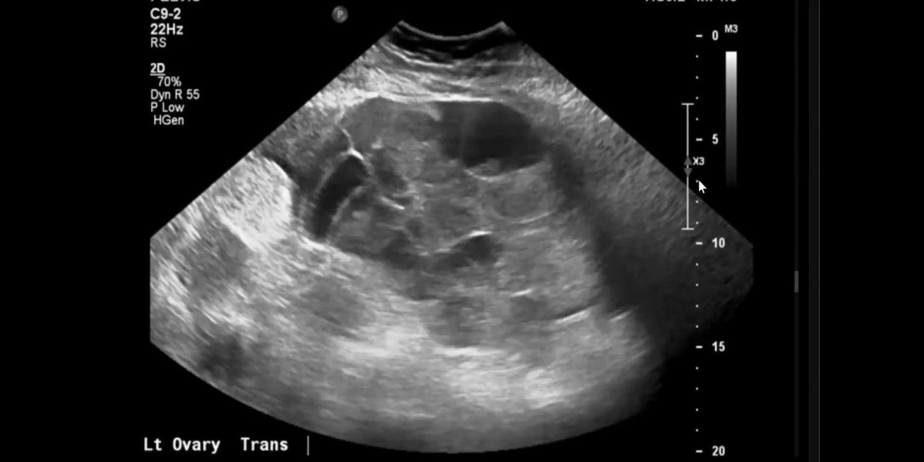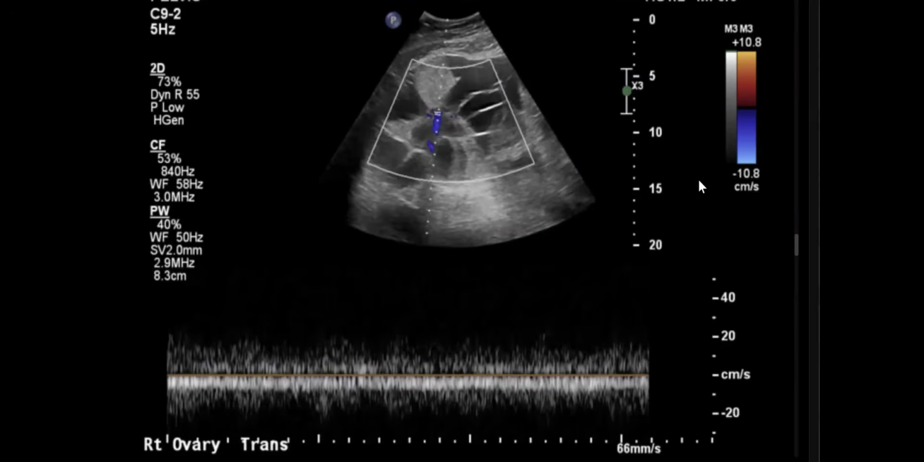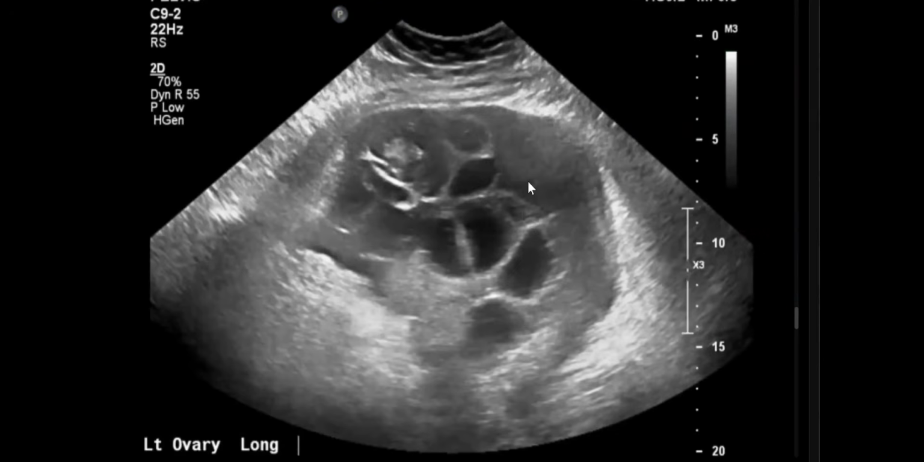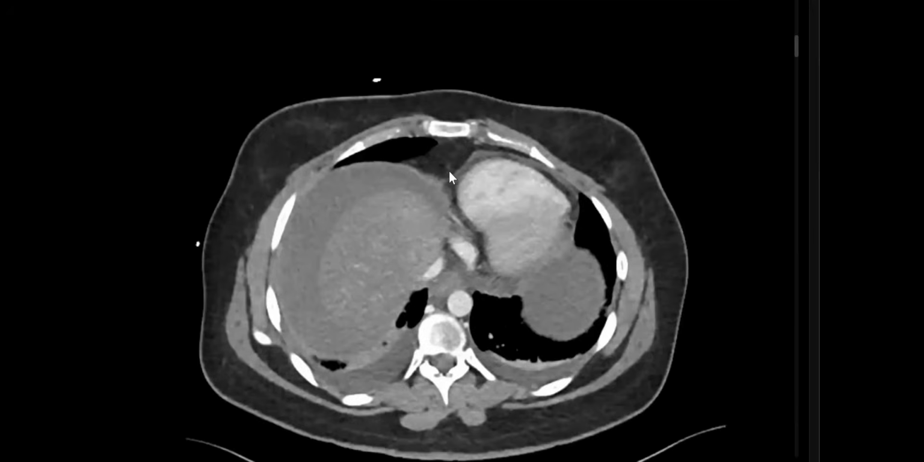In my routine practice, I would see the flow within the ovaries, and there is flow present within the central stroma. Good. I can see again ascites. So we have hyperstimulated ovaries with multiple hemorrhagic follicles and ascites. Excellent. Okay. Actually, the same patient did a CT.